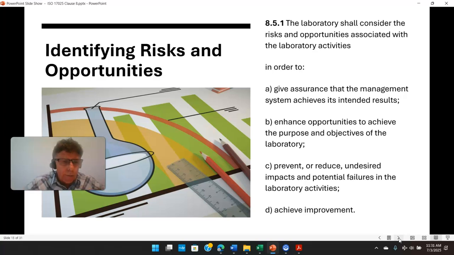So what does this all mean? This means that you shall consider risk and opportunities, which also implies that you should be documenting these risks and opportunities on some sort of document, whether that be a spreadsheet or a Word document, something, but you need to be able to document risks and opportunities, and that they should align with sections A through D here.